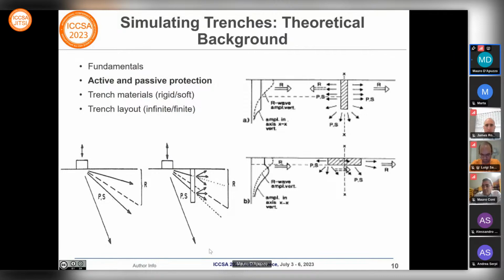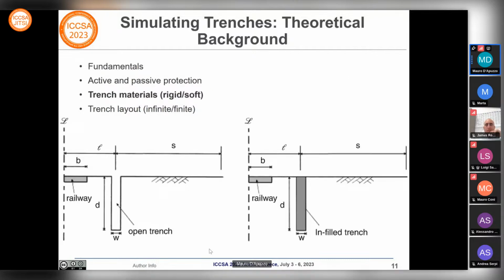So the closer the trench is to the vibration source, the active operating mode is detected. Whereas if the trench is closer to, for example, the building that needs to be protected or that needs to be screened by this trench, you will have a passive protection.